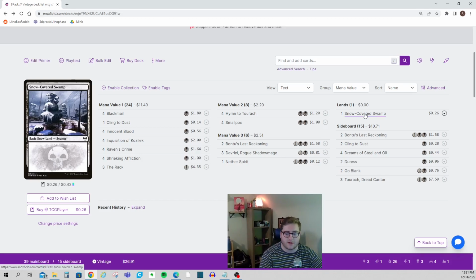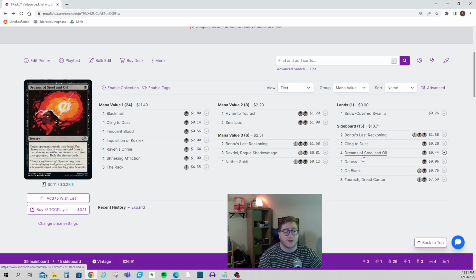In our format, again, this is $30 budget vintage. So it's vintage banned and restricted list, 60 card format, 1v1. And your sideboard cards do count as well, by the way.